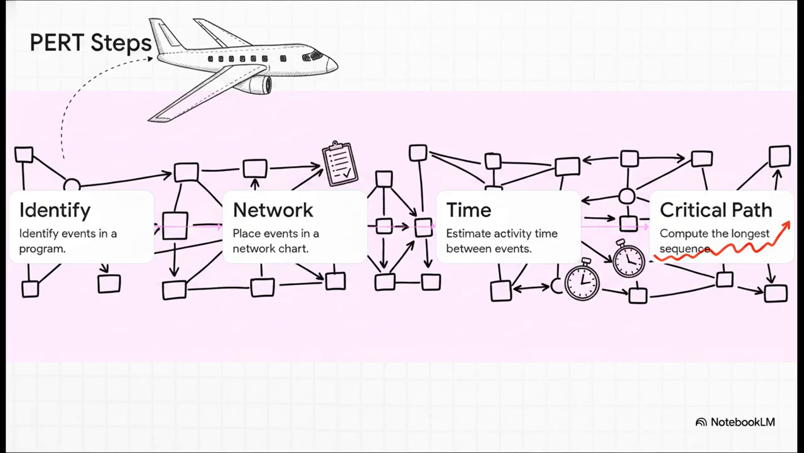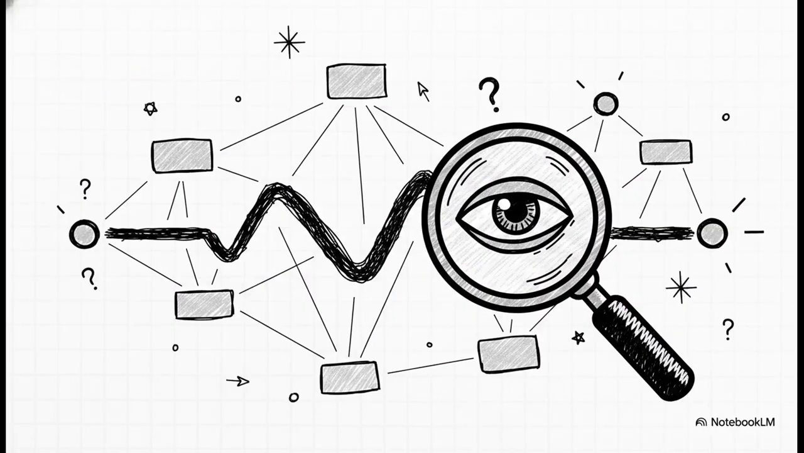Then there is PERT, or Program Evaluation and Review Technique. It sounds complicated, but it uses these 4 steps to visually map out time-consuming elements. Think of it kind of like planning the incredibly complex assembly of an airplane, which is a great example from the source text. You map out every single event, arrange them in a network chart, and then you estimate the activity time that elapses between each step.